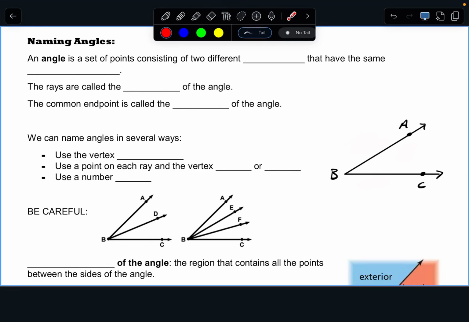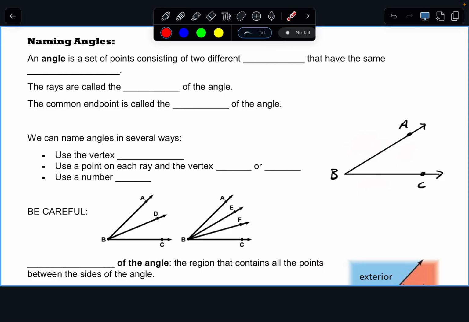About points: how many letters do we use to name a point? 1. We've learned about lines. How many letters do we use to name a line? 2. What about planes? 3. What about segments? 2. What about rays? 2. Okay. Those are all the things that we have learned.